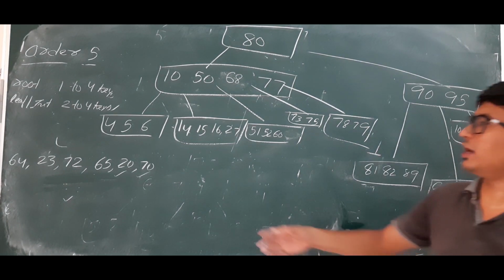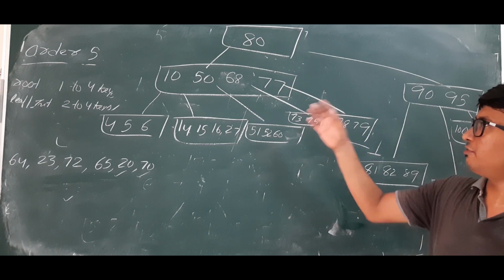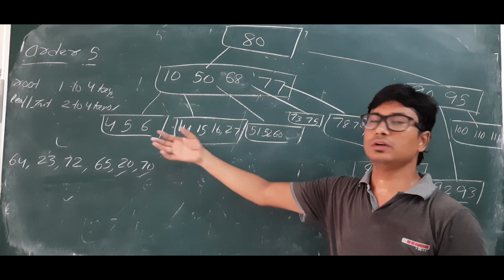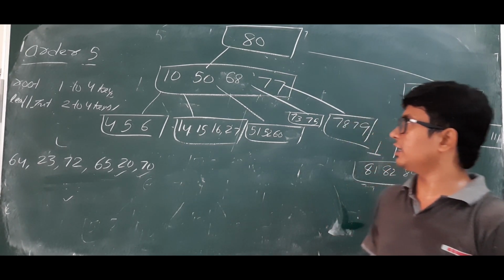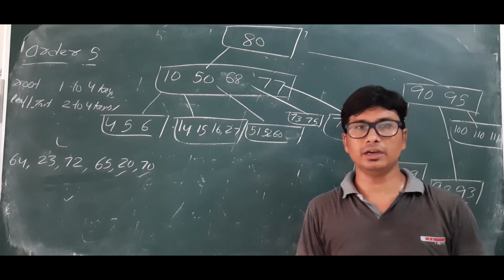I hope you have understood how I have deleted these 6 elements from the B-tree. In the next video we will discuss how to delete the remaining elements, covering all the remaining scenarios.